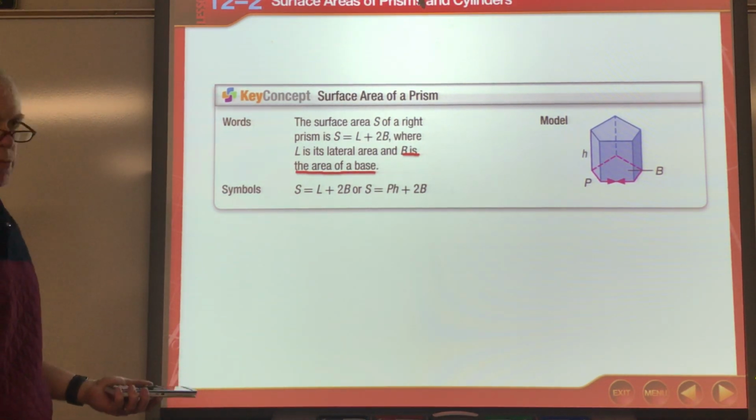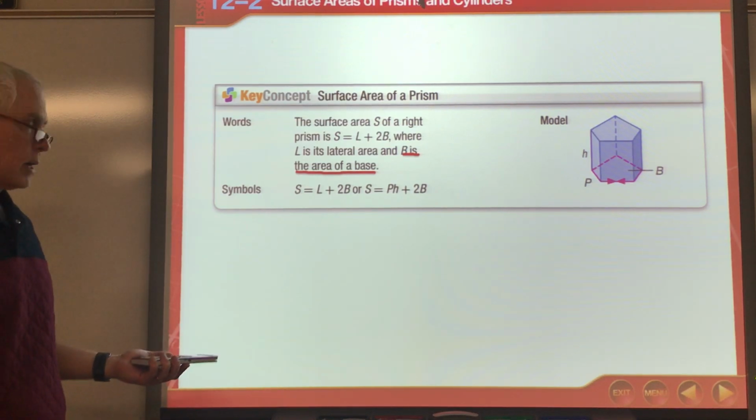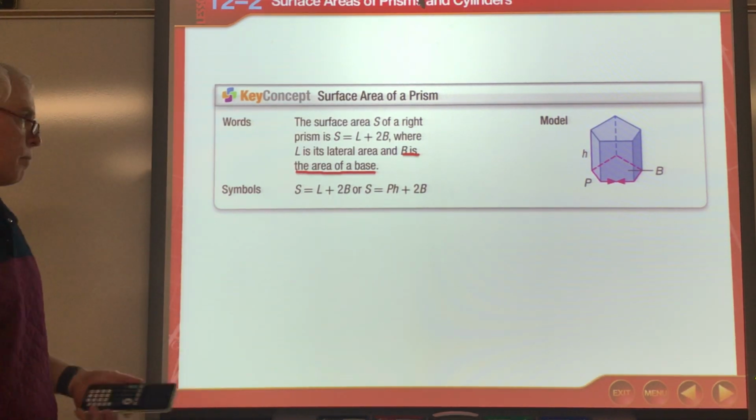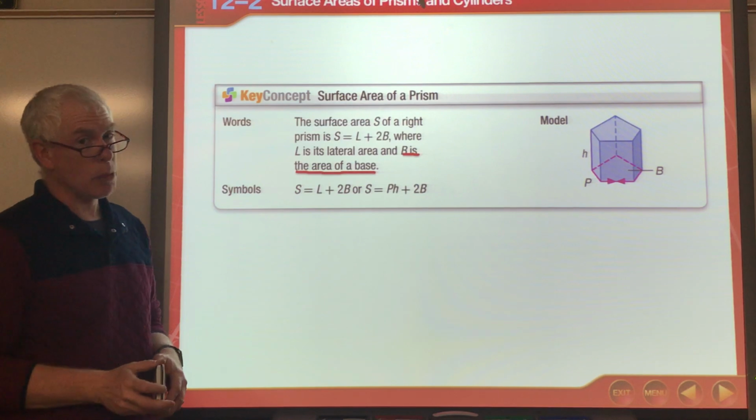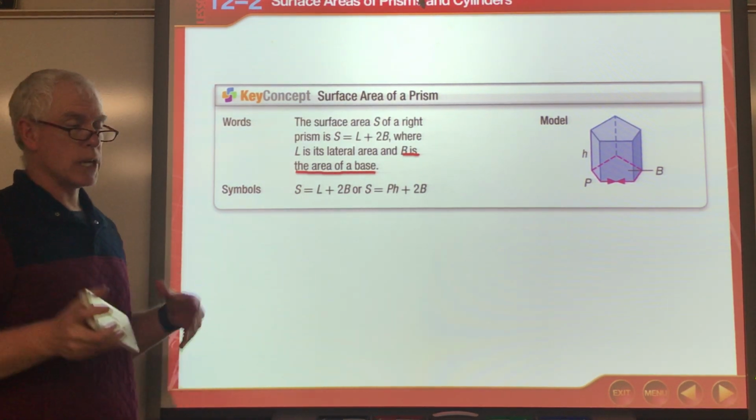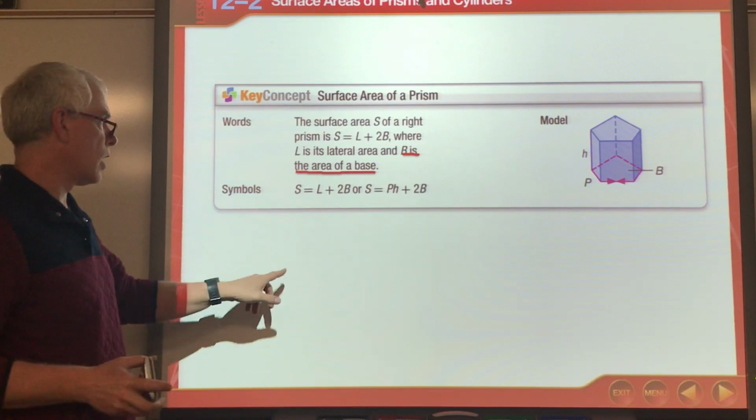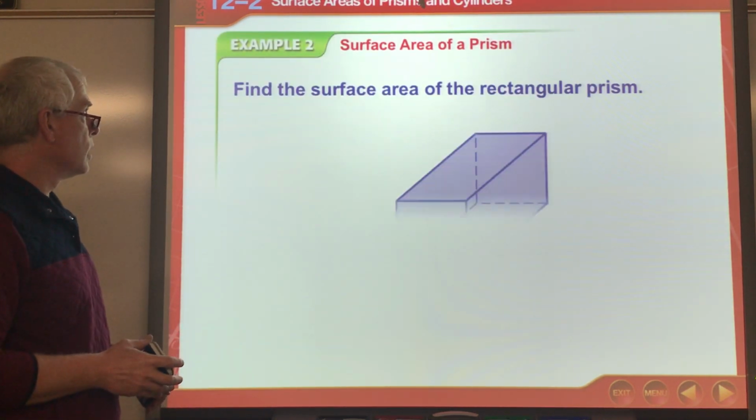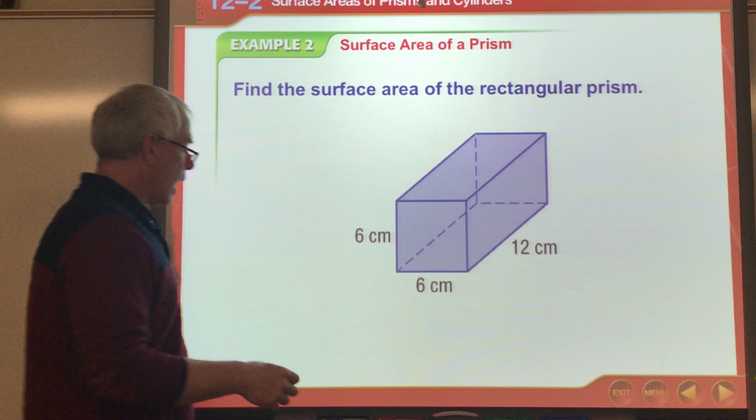If it's a triangle, half base times height. If it's a rectangle, base times height. If it's a parallelogram, base times height. If it's a regular polygon, half the apothem times the perimeter. So you got to recognize what shape you're dealing with first before you move on. Ph plus 2B. So find the surface area.